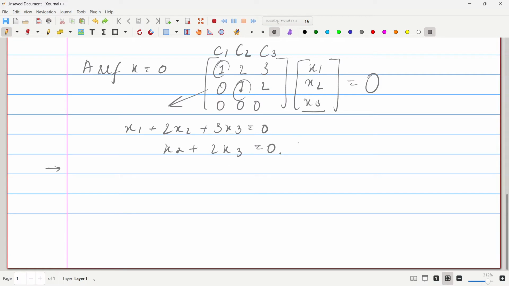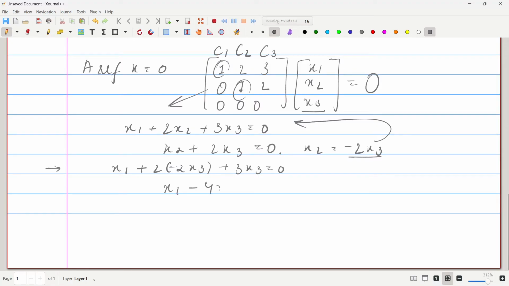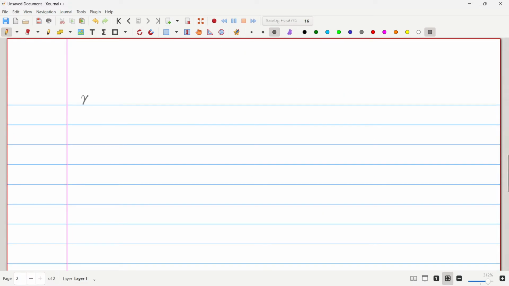So now I can write x2 as minus 2 times x3. Now if I put this in equation 1, x1 plus 2 times x2, which is minus 2 times x3, so minus 4x3 plus 3x3 is equal to 0. Then x1 minus x3 is equal to 0, so x1 is equal to x3. Now I have two relations: x1 is equal to x3 and x2 is minus 2 times x3.